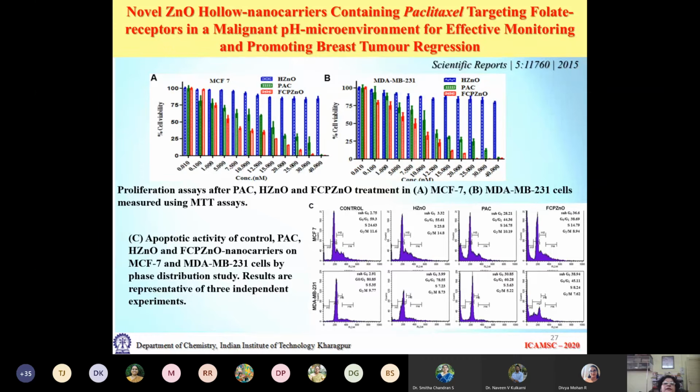So if you look at this, you can see the red shows how many viable cells are there. You see the viable cells are going to be minimum when you are having the drug delivery system attached to a drug.